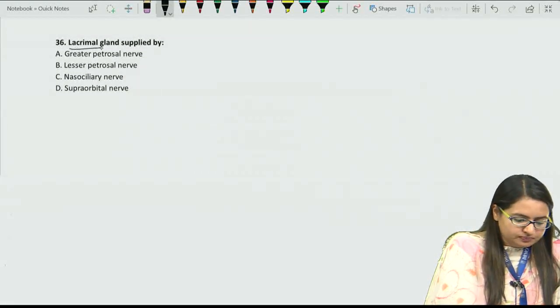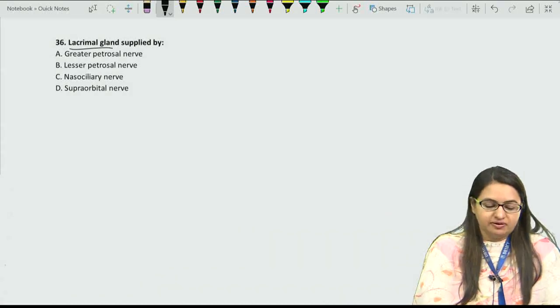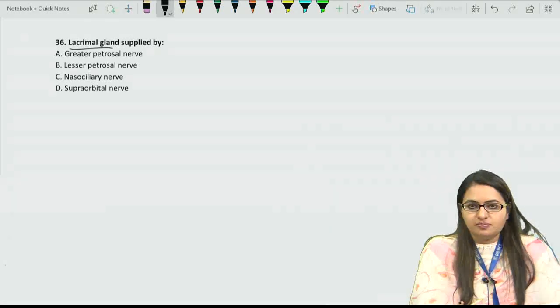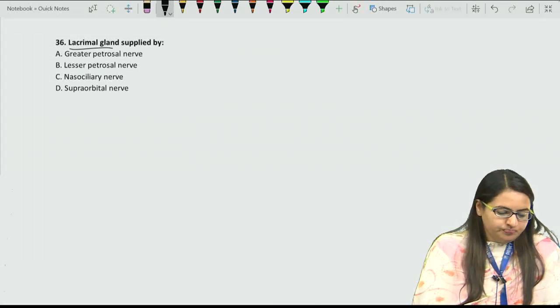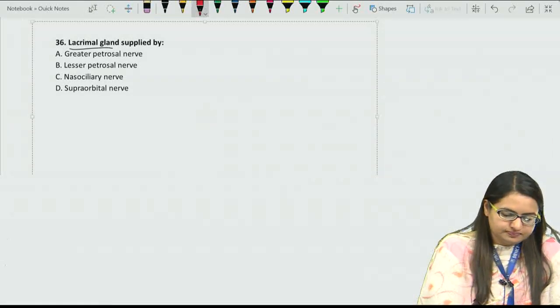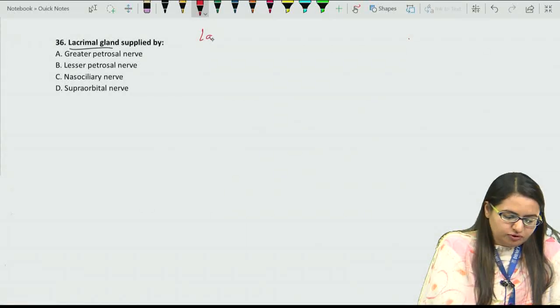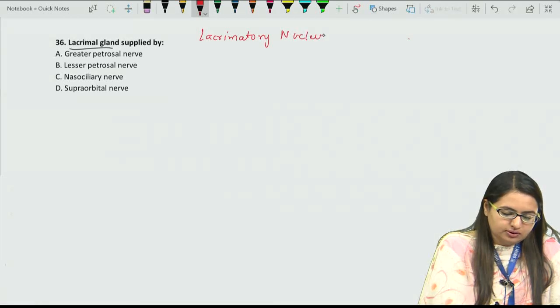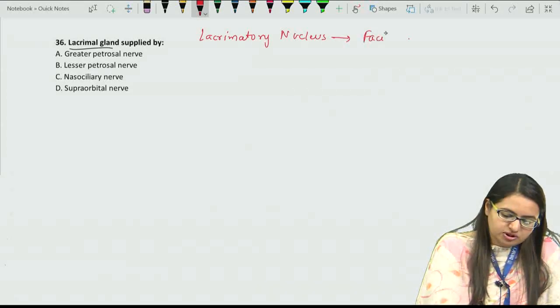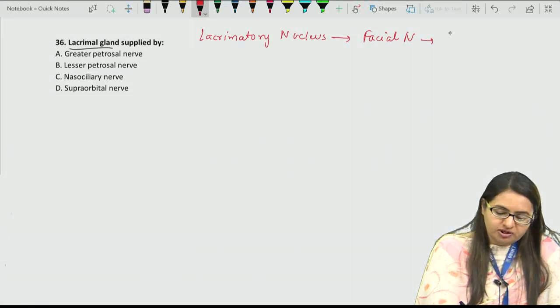Lacrimal gland. The lacrimal gland is getting its supply from the pterygopalatine ganglion or the sphenopalatine ganglion. It is giving the parasympathetic supply as well as sympathetic and the sensory supply. Now regarding this secretomotor supply of the lacrimal gland, it will be arising from the lacrimatory nucleus, and from the lacrimatory nucleus it passes through the sensory fibers of the facial nerve. So it is passing through facial nerve. Then from the facial nerve the fibers are passing through a branch of the facial nerve which is greater petrosal nerve.